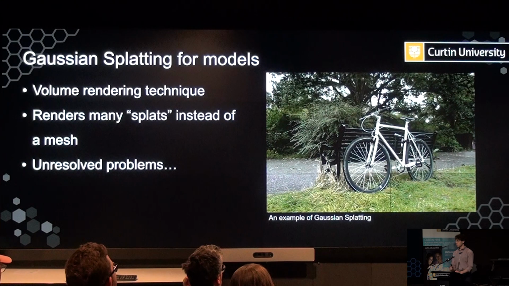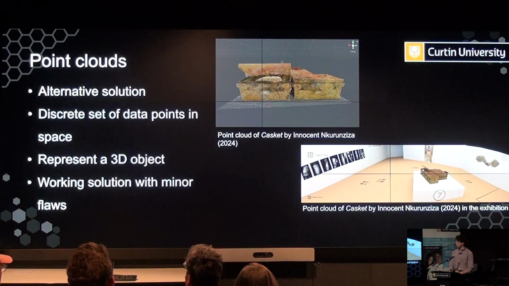Unfortunately, this could not be used because the version of Unity we were confined to was too old to support any Gaussian splatting rendering techniques. So we settled for an alternative in point clouds. And all a point cloud is, it's a collection of points in space that represent a 3D object. If you look at the first image there, it's literally just a bunch of points that make up the caskets.